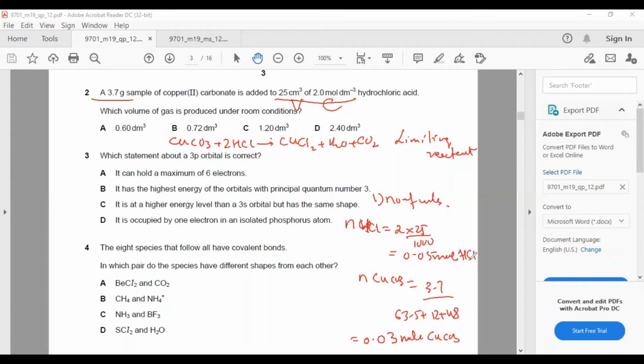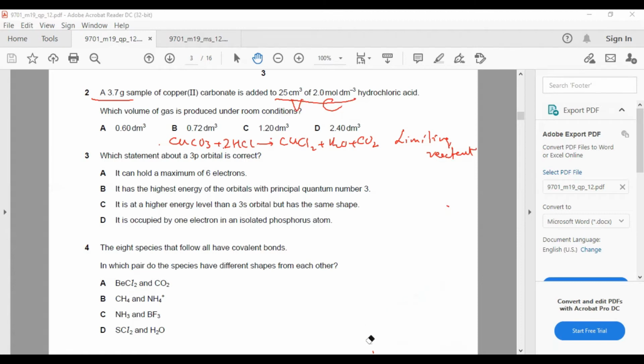So which one is the limiting reactant? 1 mole copper carbonate needs 2 mole HCl. So if it is 0.03 mole copper carbonate, it needs 0.06 mole HCl. But we have less than the need. It means HCl is the limiting reactant. So we will do all the calculation with respect to HCl to find the moles of product. The amount of product depends on the limiting reactant.